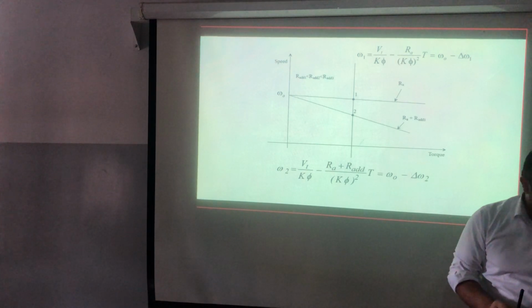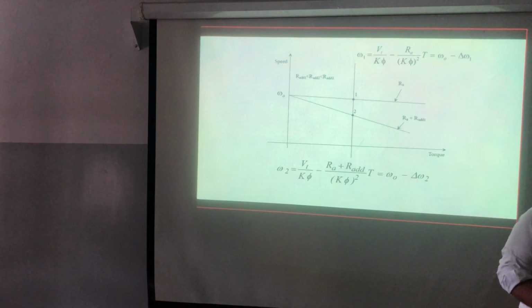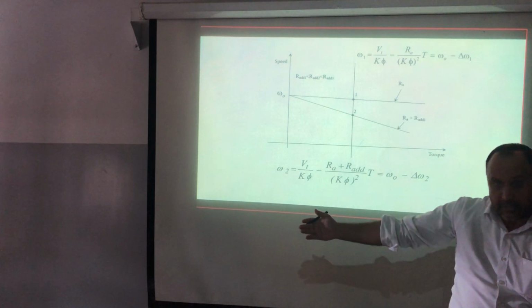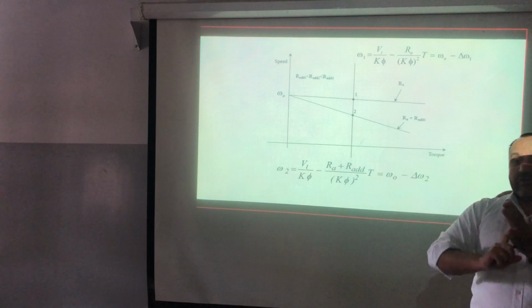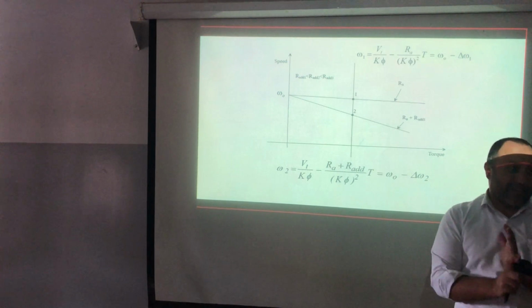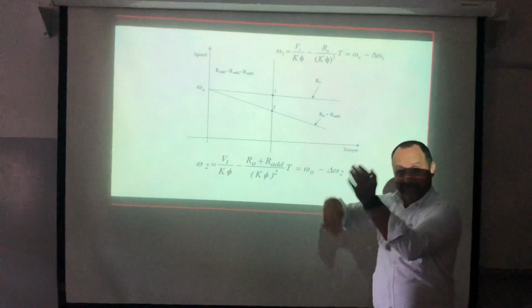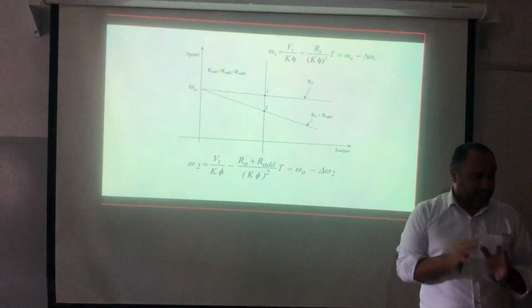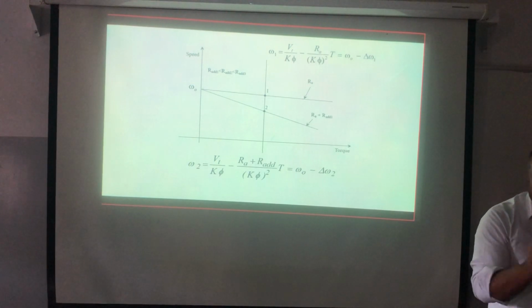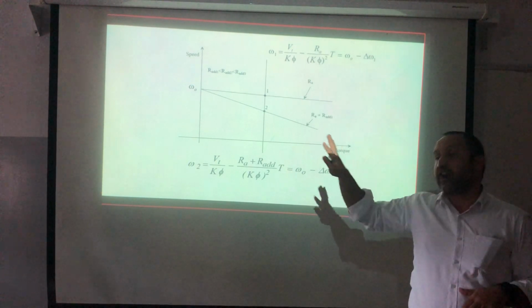So simply, you know that in any system, if I need to adjust a parameter, I will fix all the other parameters. So here I'm assuming what? Vt is constant. The flux is constant. Otherwise, I cannot do anything. This curve will be something swinging up and down if I'm changing everything. So if I need to study the effect of any parameter, I need to fix all the other parameters.